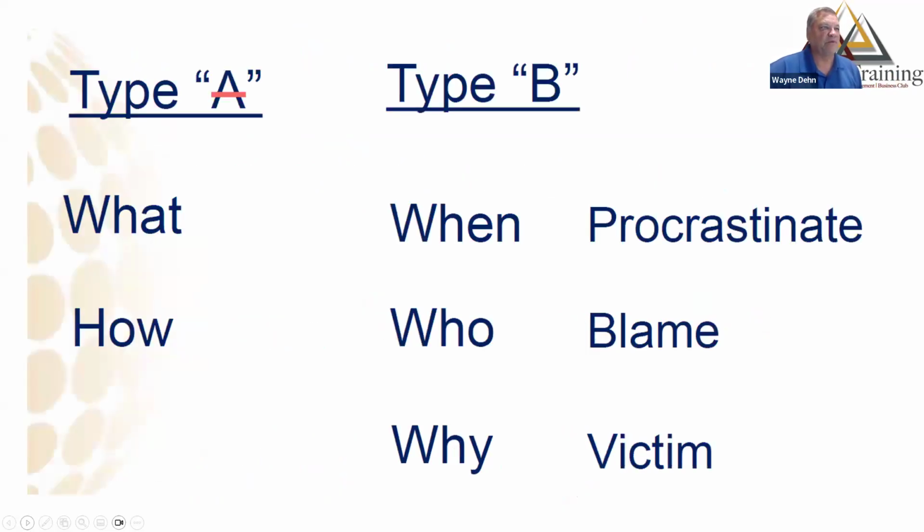For a type A personality, they want to know what, they want to know how. With a type B style person, they want to know when, they want to know who, they want to know how, why. But sometimes the type B person procrastinates, or they blame others for the problem, or they're the victim.